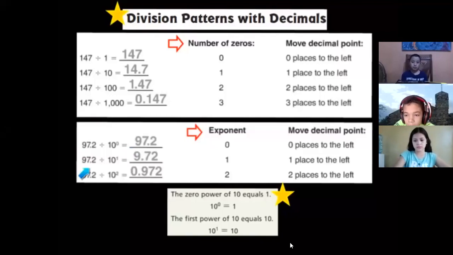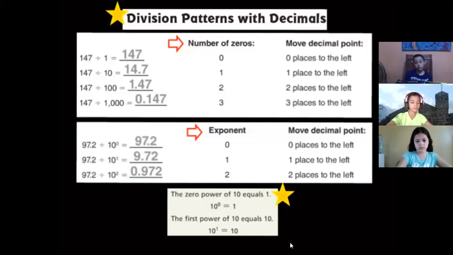Now, for the next problem, we see 97 and 2/10 being divided by the first power of 10. My exponent here is a 1. So that means I'm going to move the decimal one place to the left. So my answer now turns out to be 9 and 72 hundredths. In the last problem, we have 97 and 2/10 being divided by the second power of 10. My exponent here is a 2. So that means I'm going to need to move my decimal 2 places to the left. So we're going to move once, twice, and now my answer turns out to be 972 thousandths.